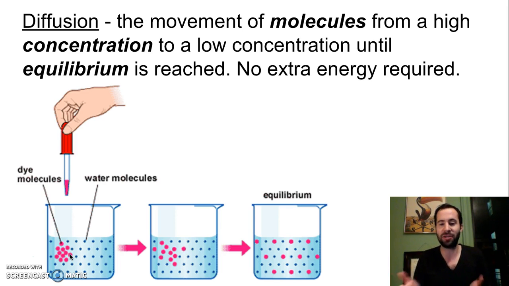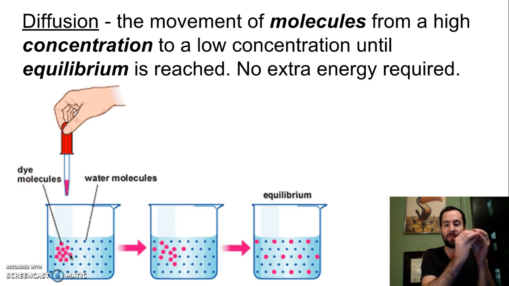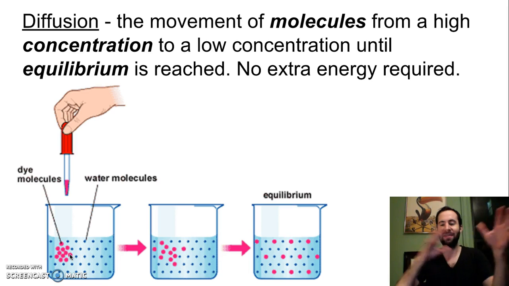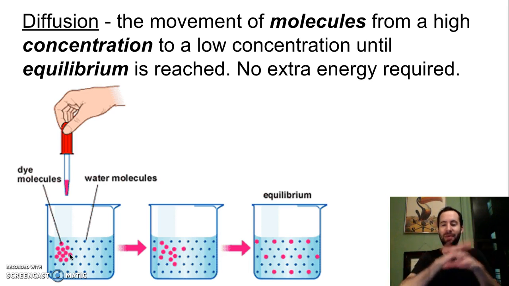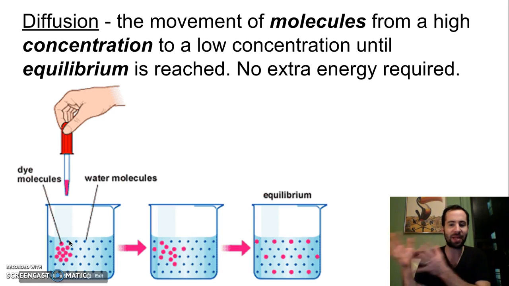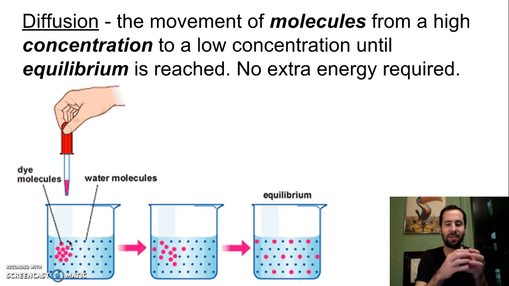There's no extra energy needed, and those things continue to spread out from where there's a lot of them to where there's not so many of them, until there's a relatively equal amount of them throughout the entire substance. And that's what happens when you add food coloring into a beaker of water. At first, the dye molecules are really close together. There's a high concentration. There's not so many over here. So what happens is they slowly spread apart, and then eventually the entire beaker, all that water, has turned red.